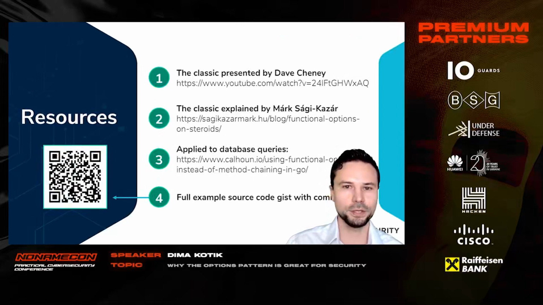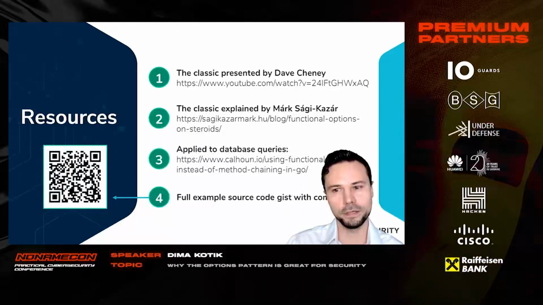If you're interested in this subject, here are a few more resources to consider. First of all, there's a classic presentation by Dave Cheney on the options pattern, which is very excellent. There's an article, if you're more into reading, explained by Mark Sagi-Kazar. There's also a really good blog on how to apply the options pattern to database queries. It's a very interesting use case of a similar approach. And finally, there is a full example source code gist with comments of the options pattern as I presented it in this talk that you can access by that QR code. It's compilable, it will run, and it gives you an opportunity to study this in more detail.